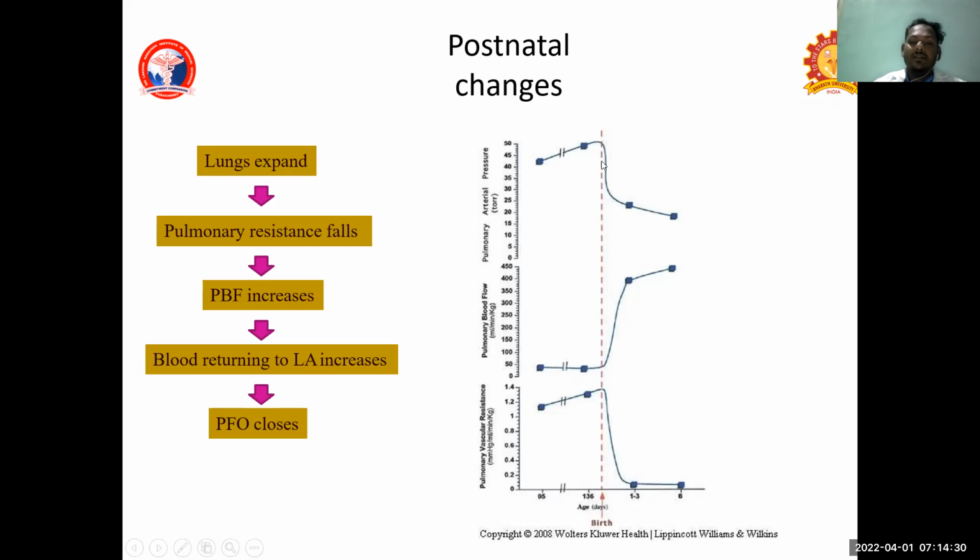So this depicts the pulmonary arterial pressure, pulmonary blood flow, and pulmonary vascular resistance. Initially it is low, and once the birth happens, the lung expands, the pulmonary vascular resistance falls, so the pulmonary arterial pressure falls because of the fall in the resistance, and there occurs an increased blood flow immediately after birth and it reaches the normal after that.